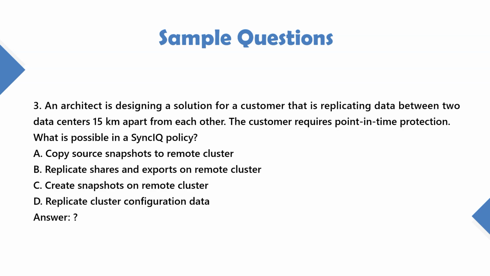3. An architect is designing a solution for a customer that is replicating data between two data centers 15 kilometers apart from each other. The customer requires point-in-time protection. What is possible in a SyncIQ policy? A. Copy source snapshots to remote cluster. B. Replicate shares and exports on remote cluster. C. Create snapshots on remote cluster. D. Replicate cluster configuration data.